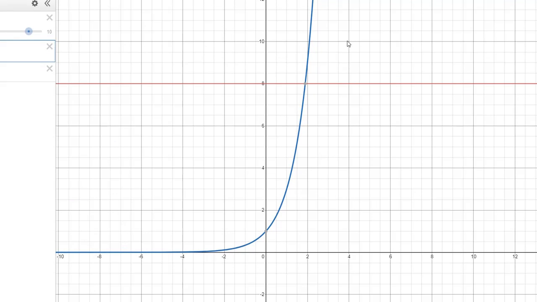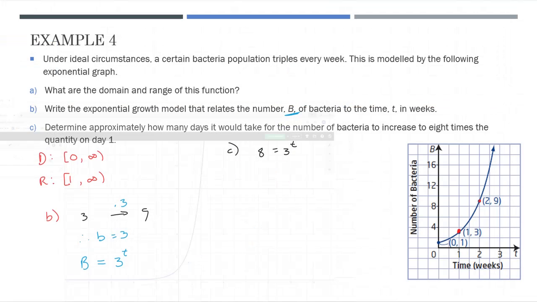This blue line is our y equals 3 to the power of x. And then this red line is our left side, or y equals 8. And we can see it's approximately 1.9. So we go back. That means that t is approximately 1.9, and that's in weeks.